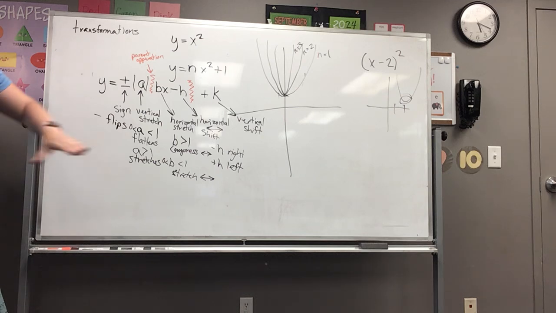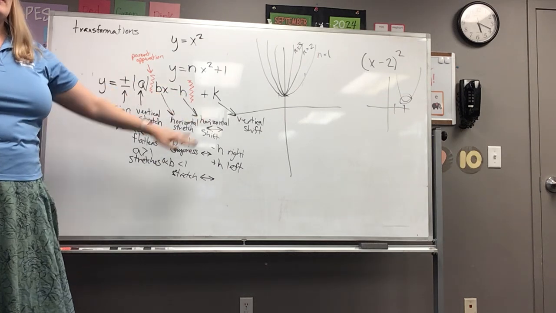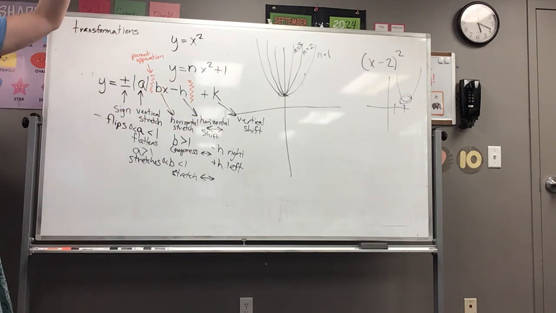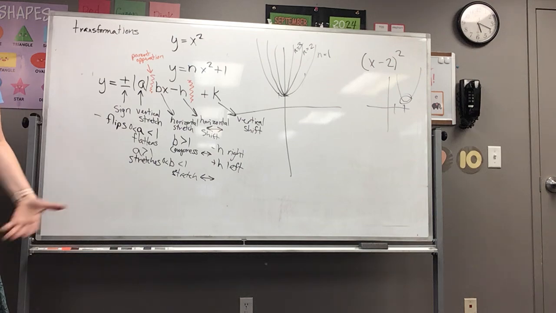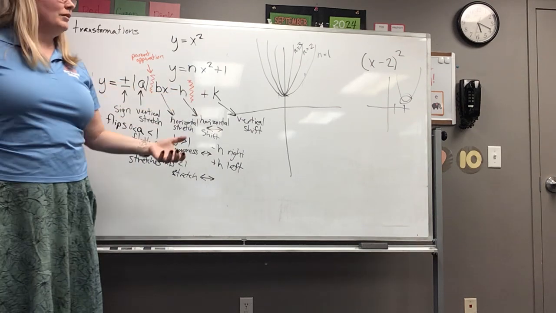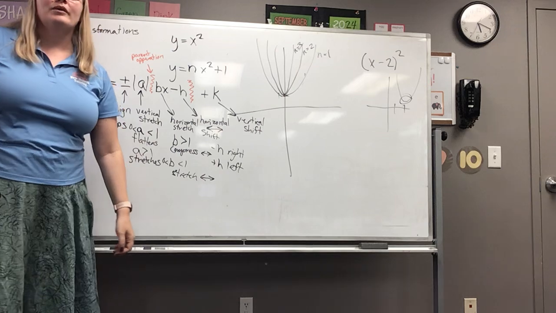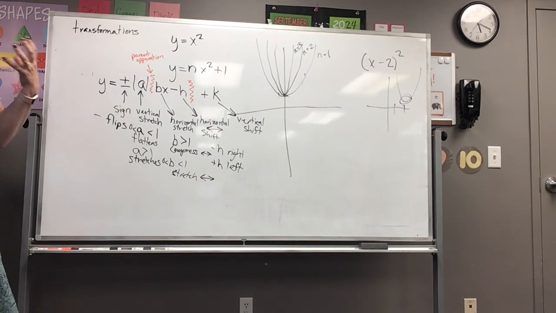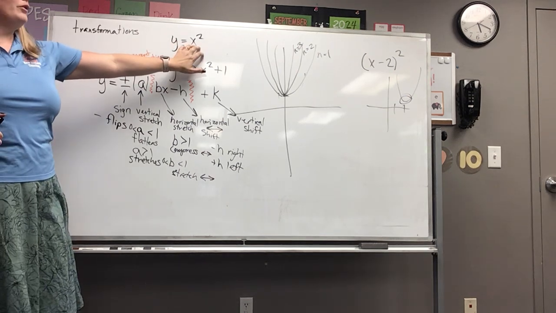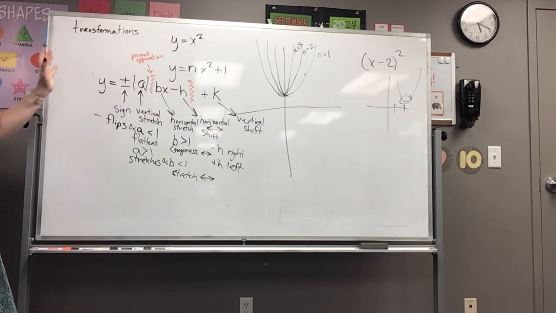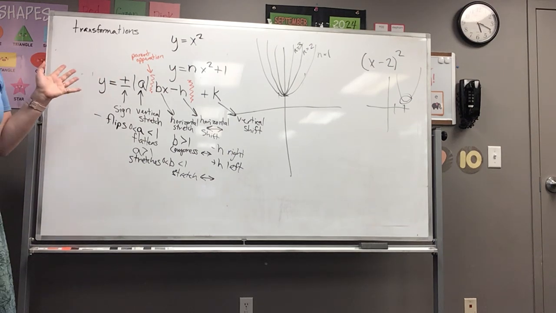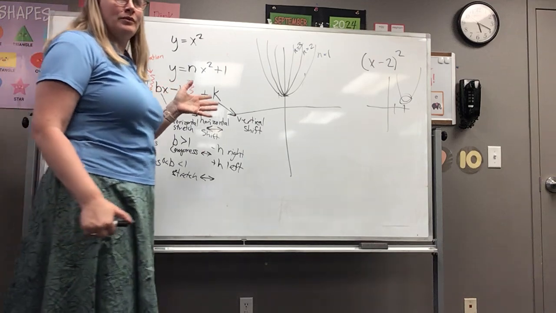And then finally, adding a number at the end is really easy. It just picks up the graph and plops it up higher. Or if it was minus, it would take it lower. And so those are the transformations. It's good to know for quadratics, but if you remember it works for everything, it's a great big hammer that works on all sorts of stuff. I am big on multitaskers.